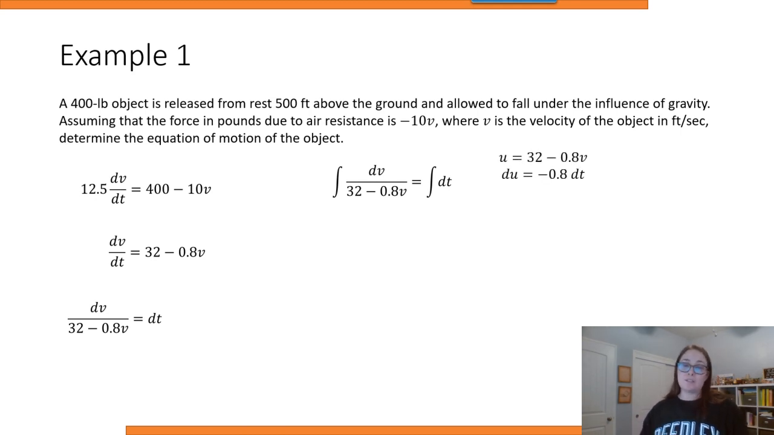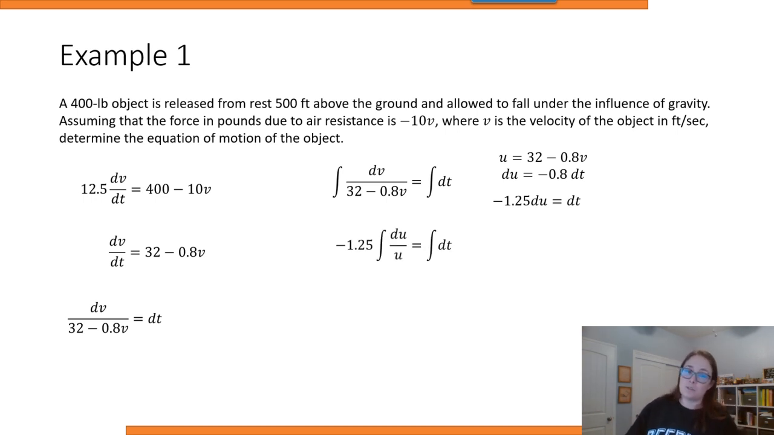So u is going to be the entire denominator, 32 minus 0.8v, which means du is equal to negative 0.8 dv. Or if I divide that negative 0.8 over to the left side, so I can just swap it out, dv is going to be equal to negative 1.25 du. So I end up with negative 1.25 times the integral of du over u equals the integral of dt, and I'm ready to integrate both sides of this equation. 1 over u is just natural log of absolute value of u, so negative 1.25 times the natural log of u equals t plus our constant of integration.